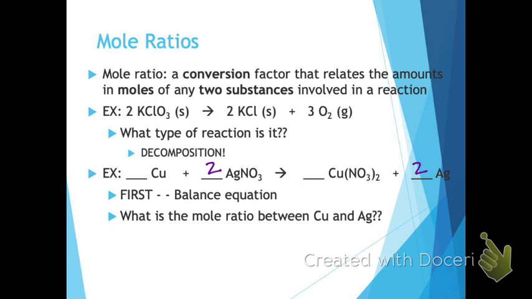All we're going to do here is look at the coefficients. What is the mole ratio? For copper, what's our coefficient? If there's nothing there, we assume it's a 1. So the ratio is 1 to 2, because I have 2 moles of silver. The ratio is very simple; we're just looking at the relationship between one and another. So this says, in order for the reaction to take place, I need 1 mole of copper plus 2 moles of silver nitrate to yield 1 mole of copper nitrate and 2 moles of silver.